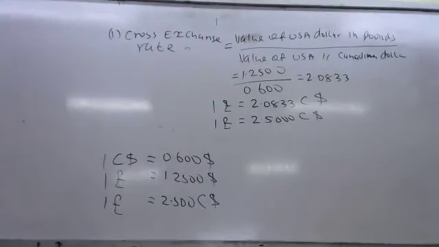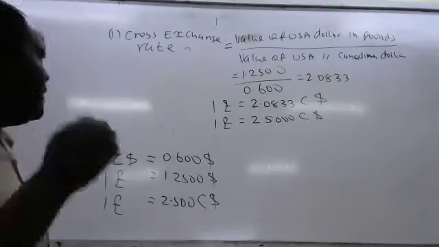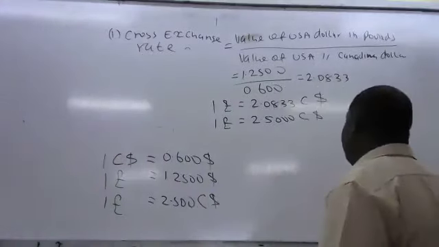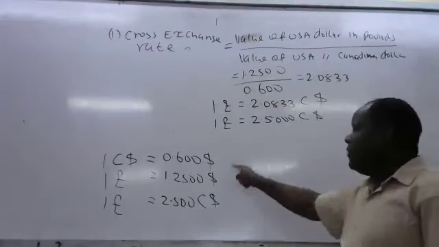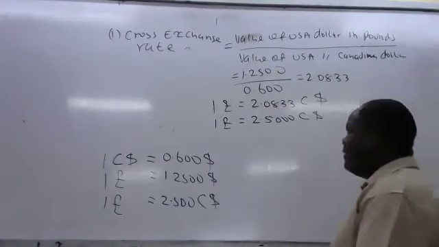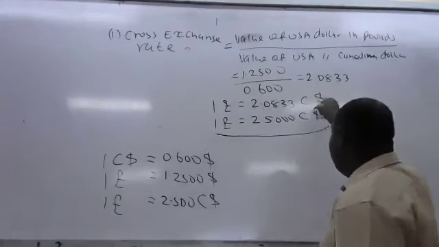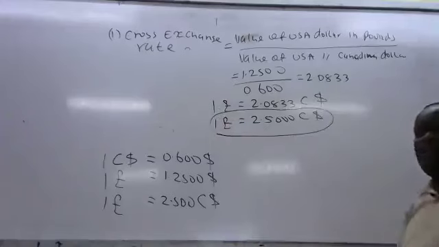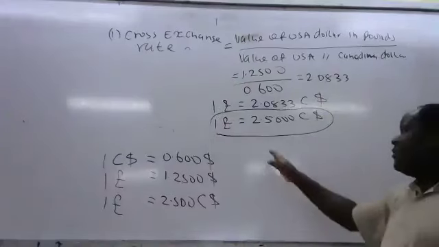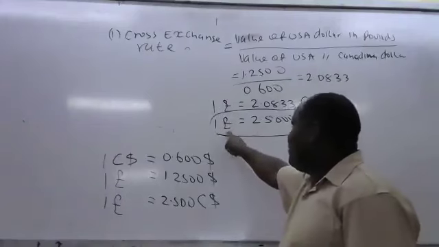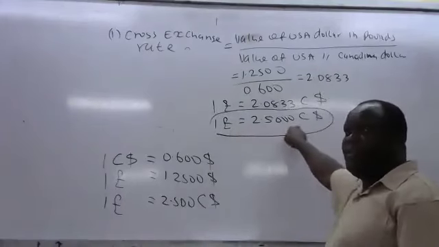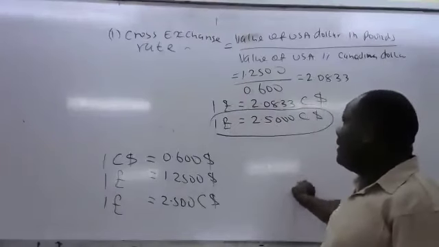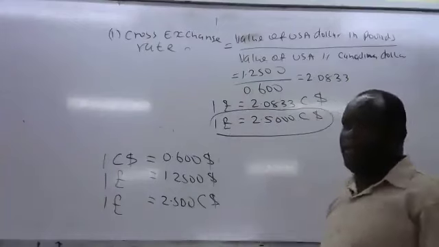So you can see 1 pound is giving us 2.500 Canadian. So this is the actual exchange rate. This one is the actual exchange rate, but this one is the cross exchange. So you can see in the actual exchange rate, 1 pound will give you more Canadian dollars compared to the cross exchange. That means that the pound is overvalued.